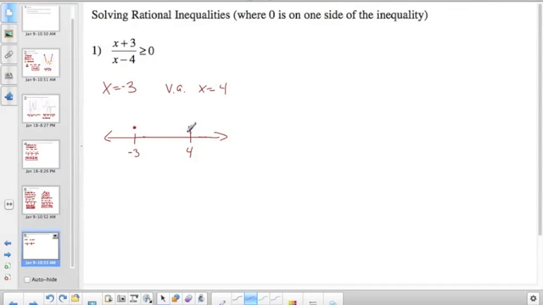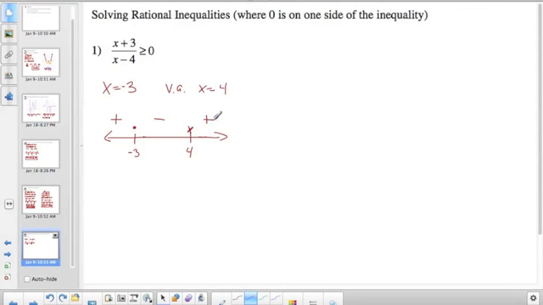So let's try some values. So if I put a -4 into this thing, negative 4 plus 3 is negative 1. Negative 4 minus 4 is negative 8. So I have negative 1 over negative 8, that's a positive. If I put, let's say, 0 in there, I get 3 over negative 4, that's a negative. And then if I put 5 in, I get 8 over 1, that's positive.